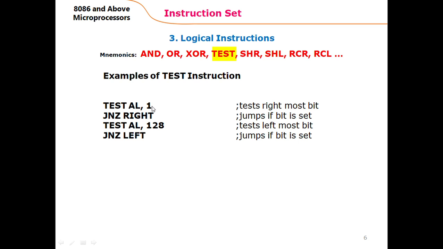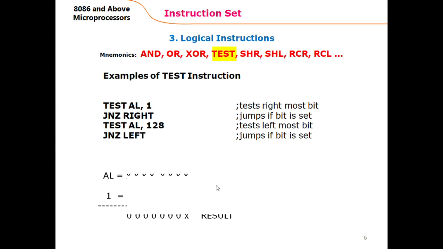And based on this AND operation, here we have a jump instruction. So RIGHT is a label somewhere in the program, and JNZ, which is jump if not zero. So if the result of this AND operation is not 0, then the program flow will transfer to this RIGHT label within the program. So it jumps if the bit is set. If the bit is set, then the result will not be 0.